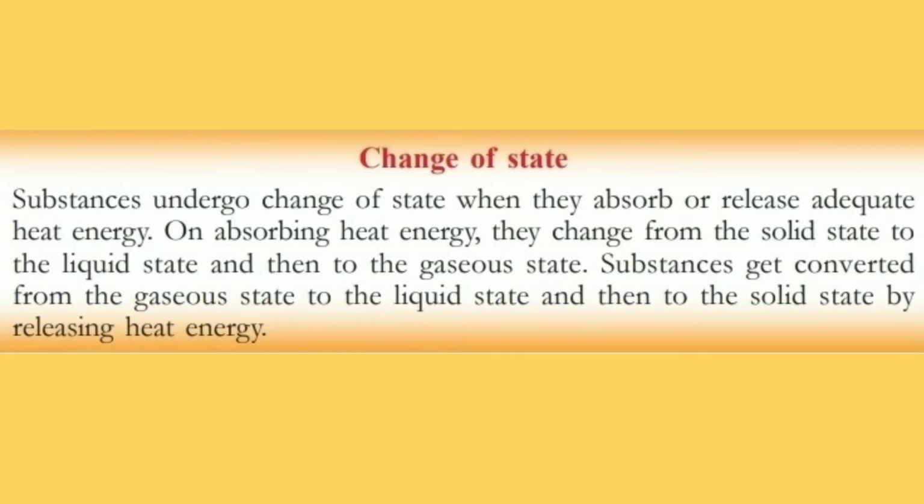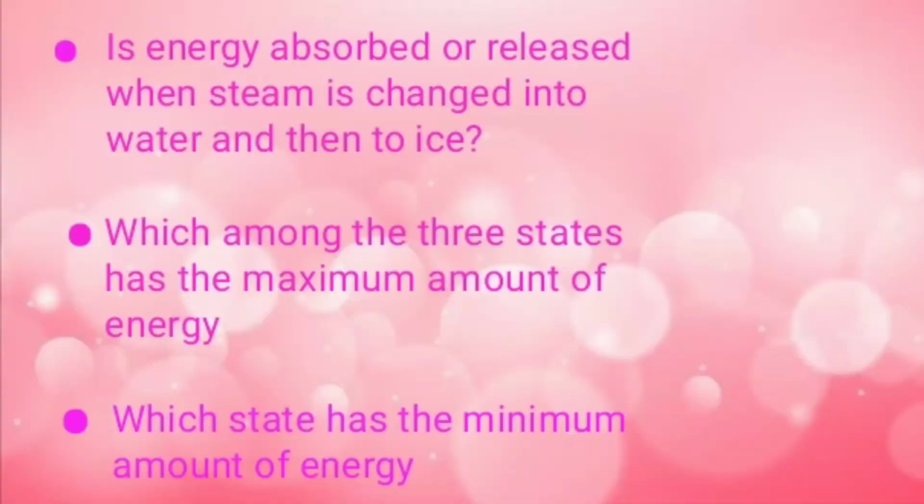Substances undergo change of state when they absorb or release adequate heat energy. On absorbing heat energy, they change from the solid state to the liquid state and then to the gaseous state. Substances get converted from the gaseous state to the liquid state and then to the solid state by releasing heat energy. Now we have 3 questions. Let's answer them. The first question is, is energy absorbed or released when steam is changed into water and then to ice? The energy is released when the steam changes into water and then to ice.